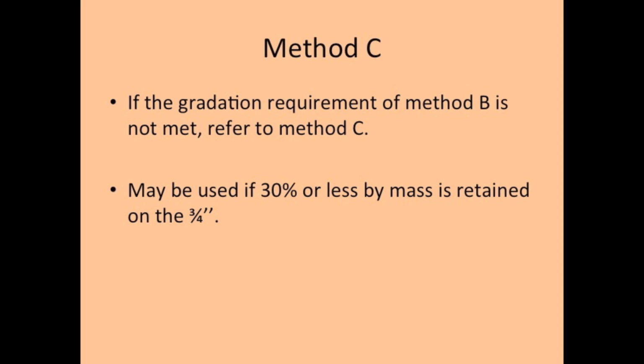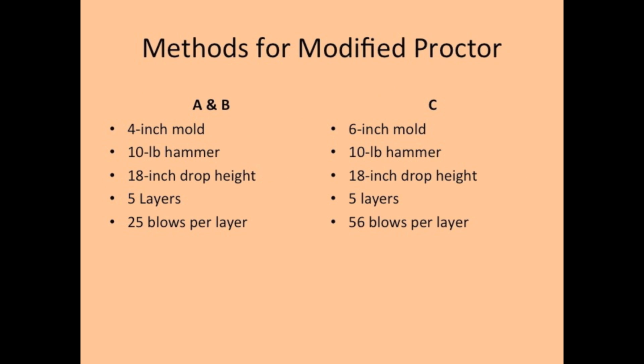Method C may be used if 30% or less by mass is retained on a 3/4 sieve. This mostly pertains to mixtures of natural and processed soils or aggregates such as gravel or crushed rock. The methods for A and B are the same, whereas C is different.